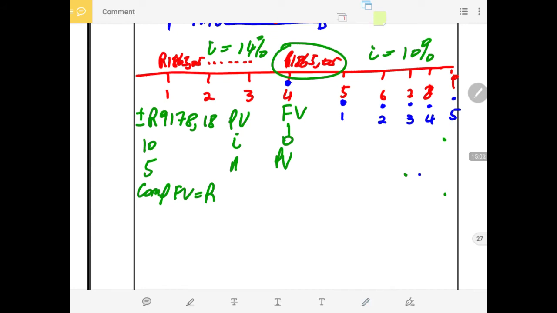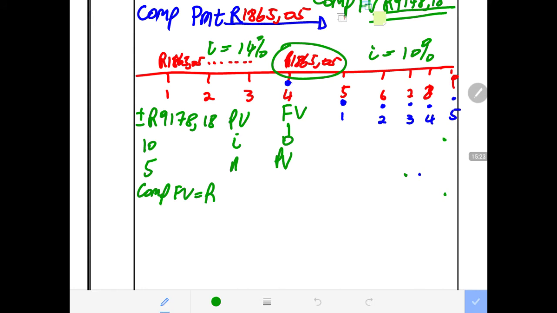So now we need the future value, where now we say plus minus 9,178.18 is our present value, 10 is our interest, 5 is our N, compute future value. Then the future value now of the amount after the payments have stopped is 14,781 rand 55 cents. This is the amount at the end of year 9. This is what is sitting there at the end of year 9.